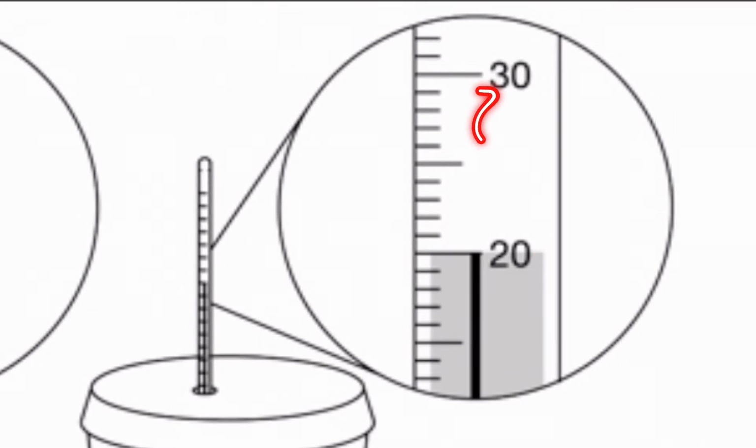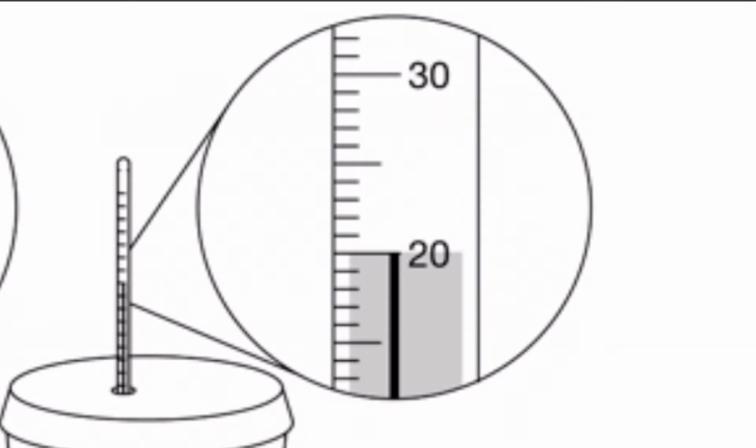You look at how it's graduated. This is marked off every 1, 21, 22, 23. So we can always write it to the decimal place that we have, which would be the ones place, and then 1 more.